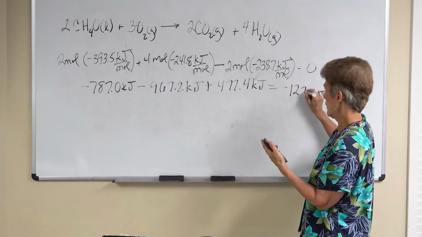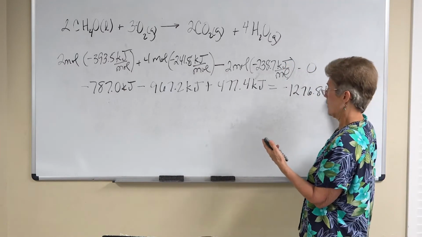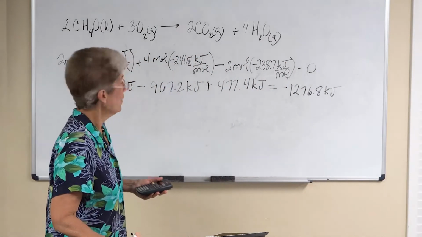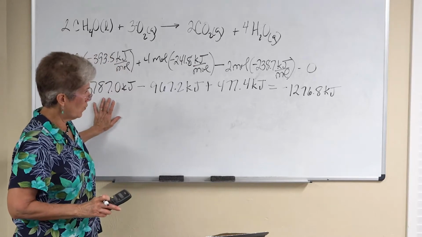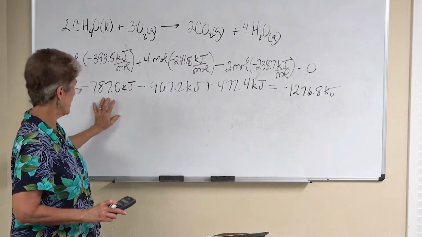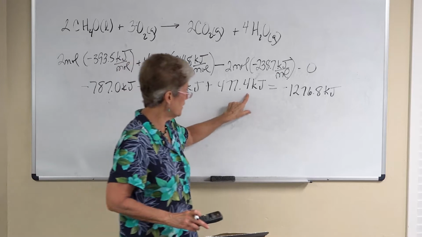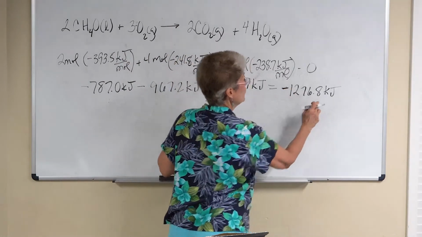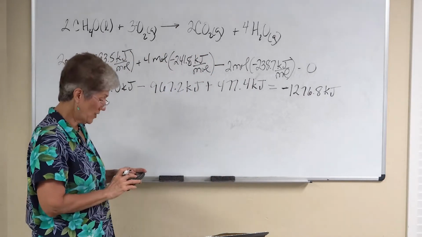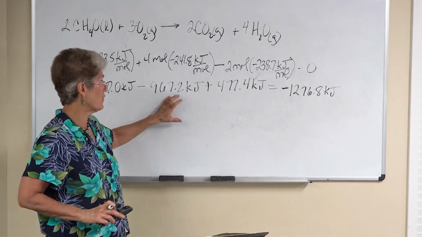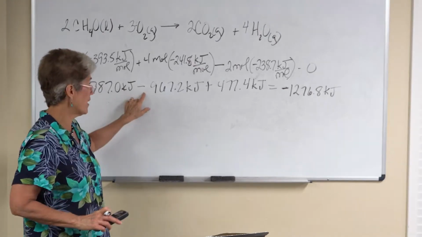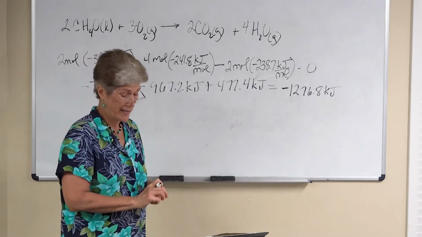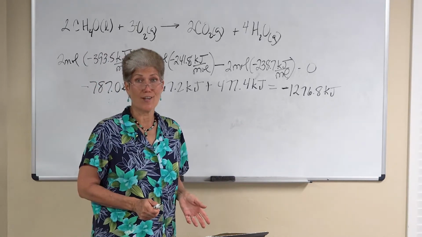I get negative 1,276.8. Now please notice all of these go to the tenths place, and you're adding or subtracting. That is a negative. I don't know if you can see it. So your answer has to go to the tenths place. You can see where you could really easily mess up the significant figures, or you can mess up these signs. Make sure you watch these signs, because that'll mess you all up if you're not careful. And that's one I have problems with, is watching the signs.